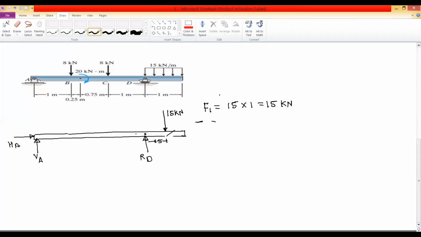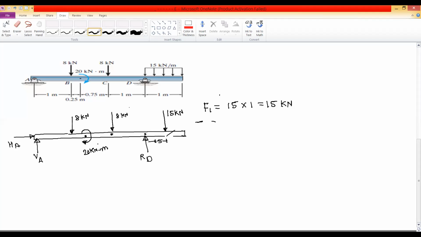Now the remaining forces: the force at point C is equal to 8 kilonewton, so we have to show this force as it is. So this is 8 kilonewton. Then at point B, this is also 8 kilonewton. It will remain as it is because it is a point load. And there is a couple of 20 kilonewton meter acting at this point. This couple will remain as it is. This is a clockwise couple, and its magnitude is 20 kilonewton meter.